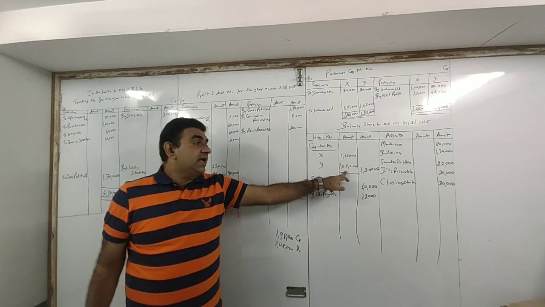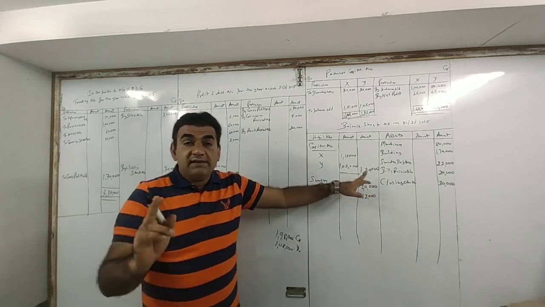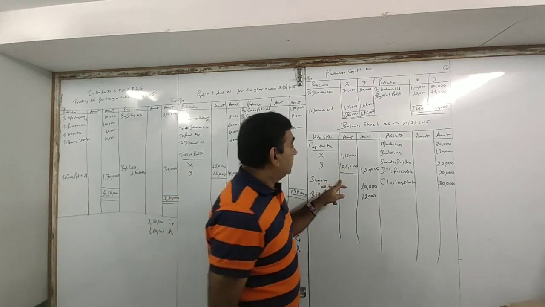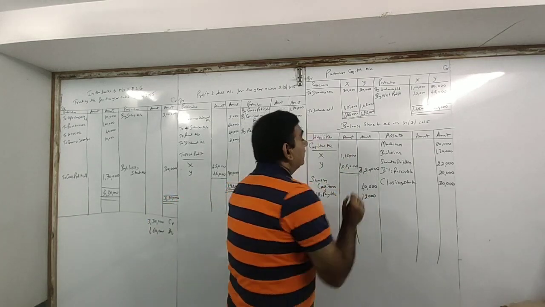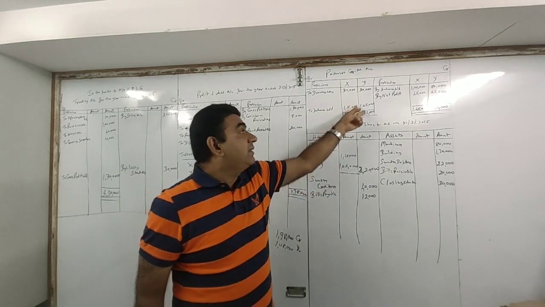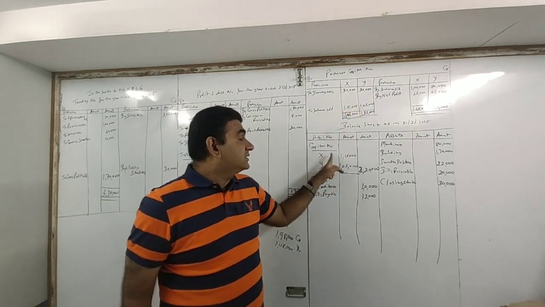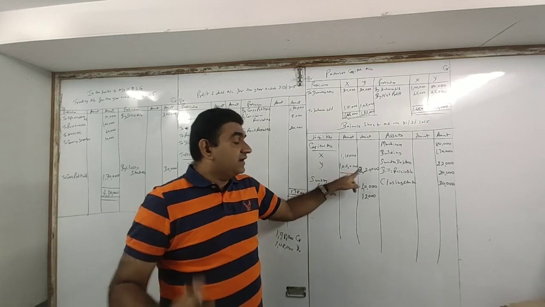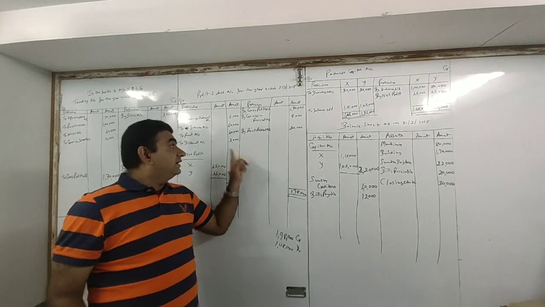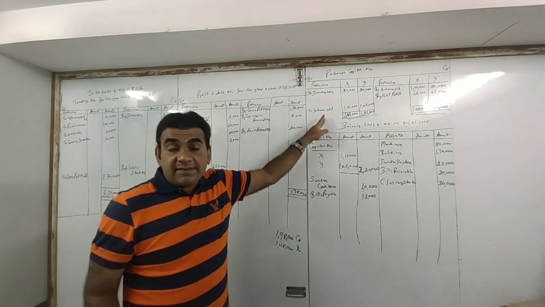So 115 plus 1,05,000. I'll repeat. To balance carried down, come to the credit. 220. Sorry, 220. Come to the liability side. Capital balances will come here. X 1,15,000, Y 1,05,000. Sorry, 2,20,000 is the total. So done with trading, done with P&L, done with capital.